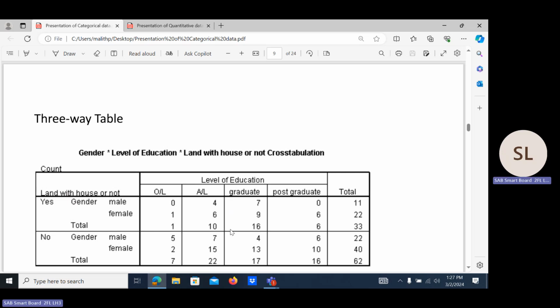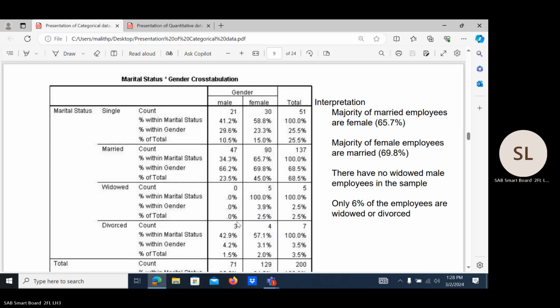Then we can say six female respondents who studied up to A level and they own land with house. This is the way we write the interpretation using the three-way table. Understood? Clear? Then we move on to another one.